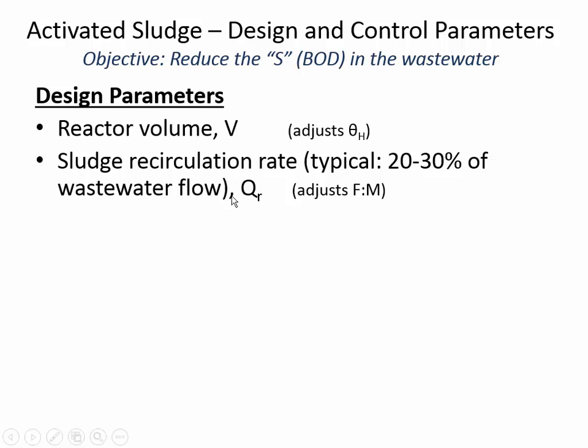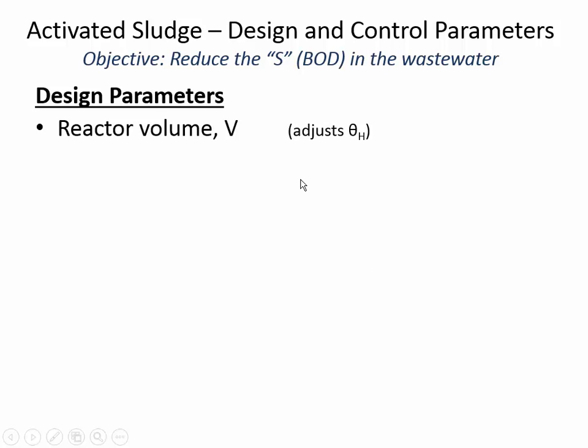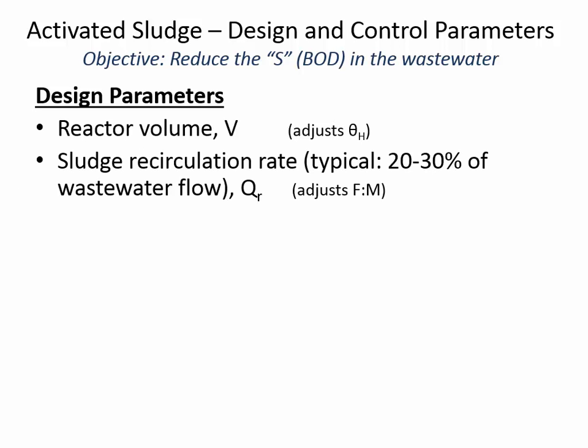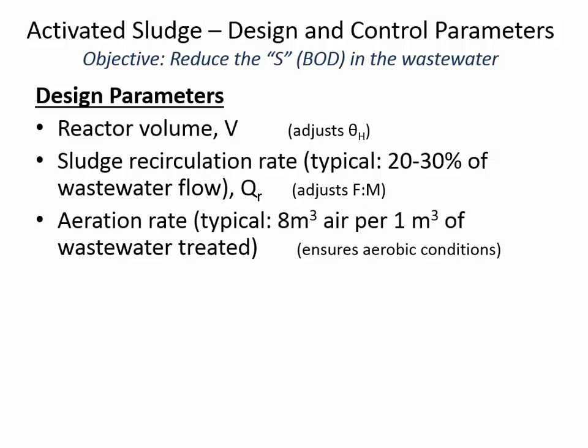We can design what we expect the sludge recirculation rate to be. That is how much of the sludge gets sent back into the reactor versus how much of it is wasted. We have to have an idea of that when we do the rest of the design. How much sludge we recirculate is going to affect the ratio of food to microorganisms. We want to make sure that there's enough microorganisms to eat all the food that's in the solution. Yes?